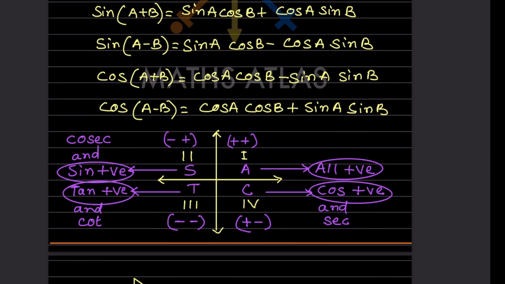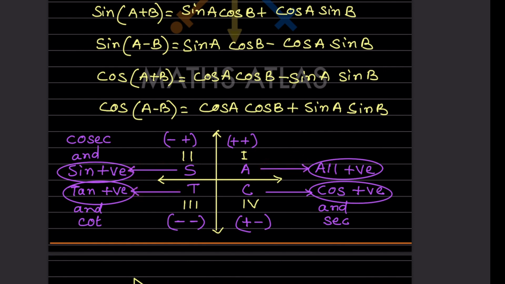Now see here, these are the four quadrants: 1, 2, 3, 4. In the first, we write CAST, the cast rule. The C stands for cos, which is positive in this quadrant. There are six trigonometric ratios, as I told you: sine, cos, tan, cot, cosec and sec. Out of those, only cos is positive here and the rest are negative. Here all are positive, in this quadrant only sine is positive, and here tan is positive.